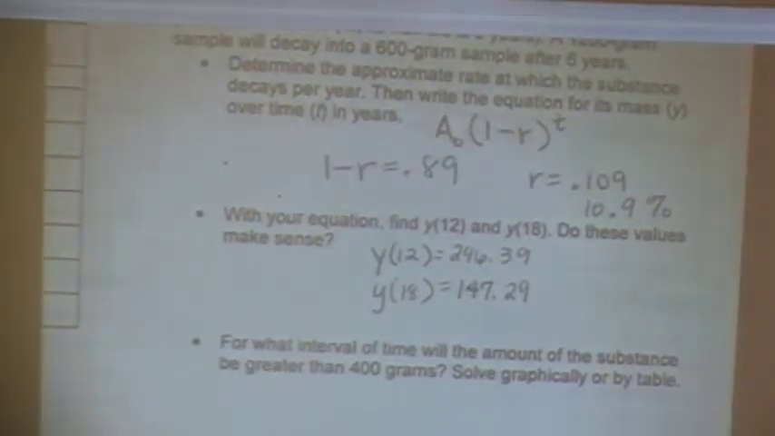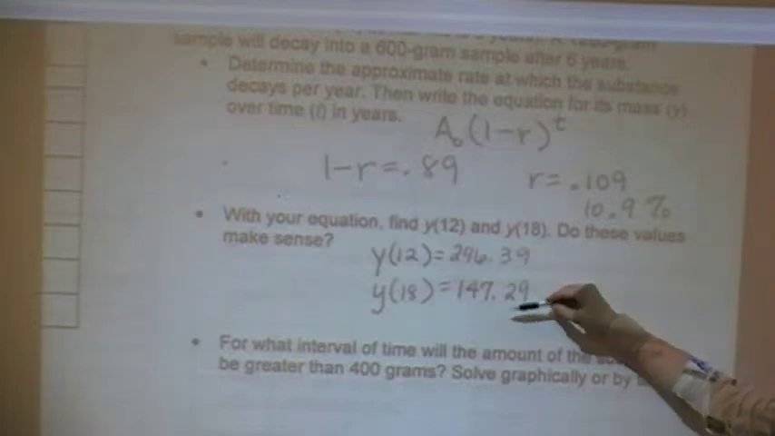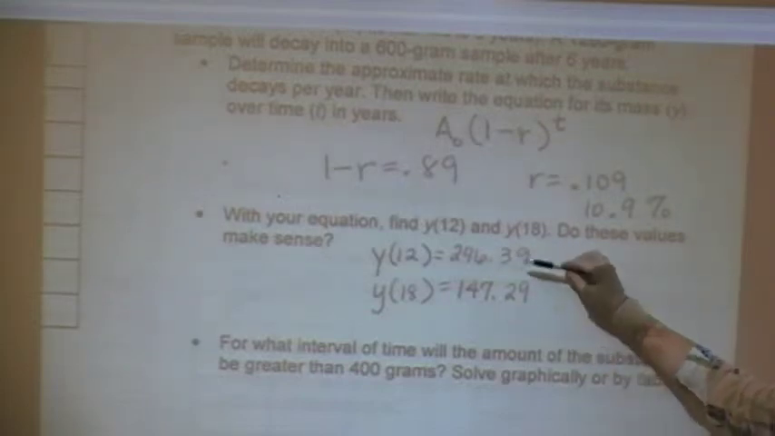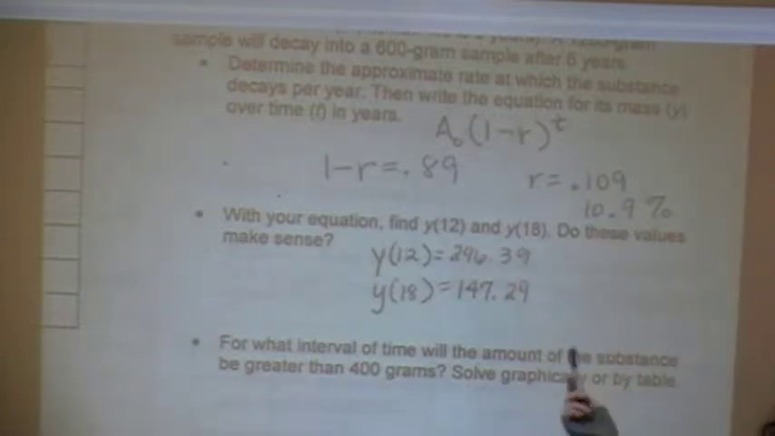Do those values make sense? Yeah, because it's approximately half. Because if this is almost 300, and half of 300 would be 150, that's almost 150. So from 12 to 18, that's 6. Every 6, it should halve again. So if this is approximately 150, in 6 years, it should be around 75.